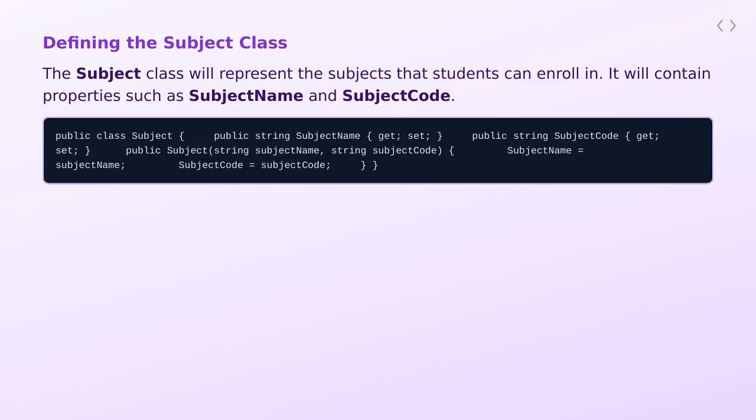Let's move on to defining the subject class. The subject class will represent the subjects that students can enroll in. It will contain properties such as subject name and subject code. Review the class shown on screen and how its members are organized.